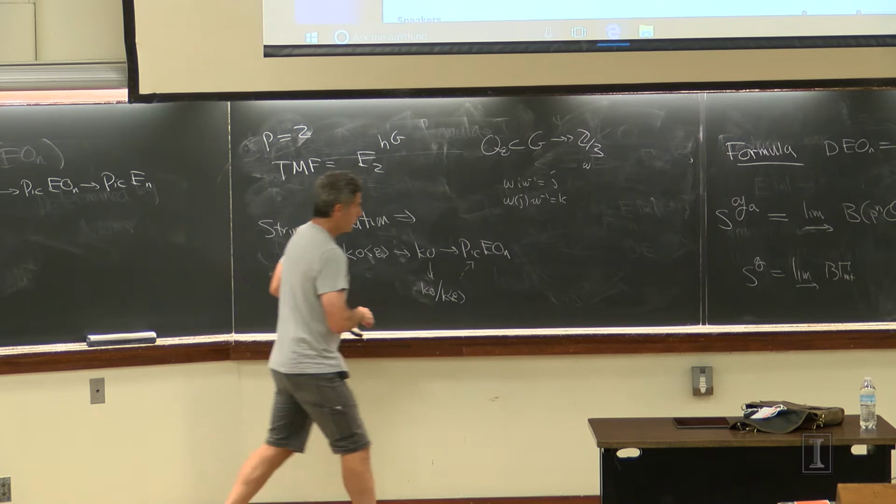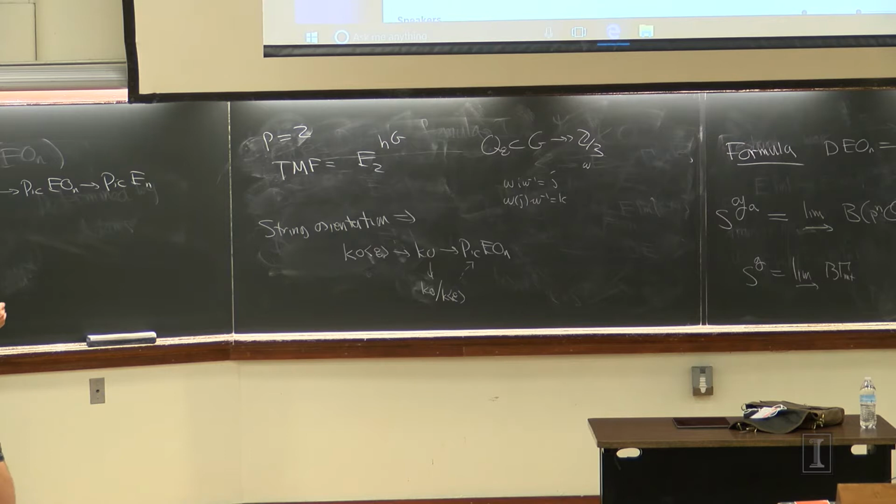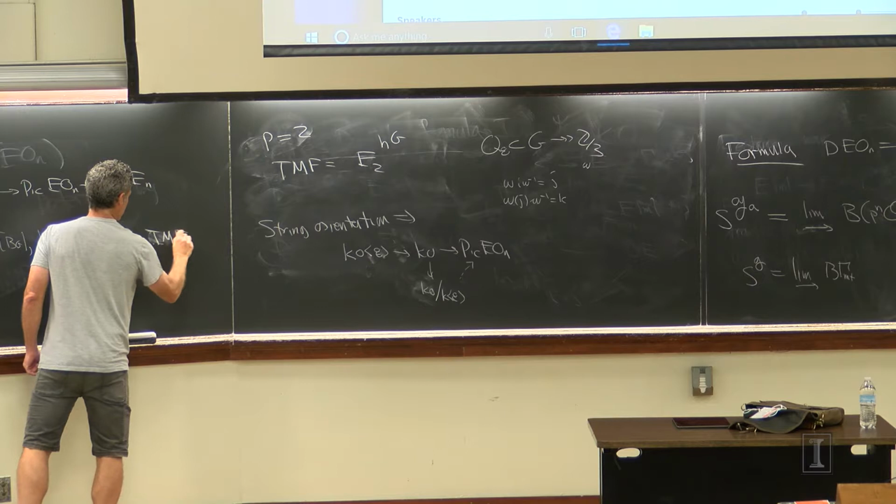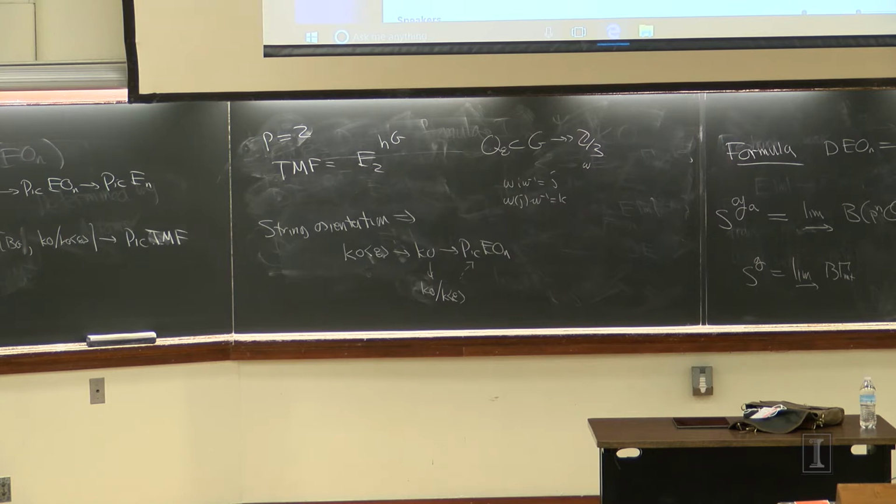So that means that this map here, in our case, factors through homotopy classes of maps of BG into KO mod KO 8, going into Pic TMF. Okay, so that's one thing. That's something special about this particular case.